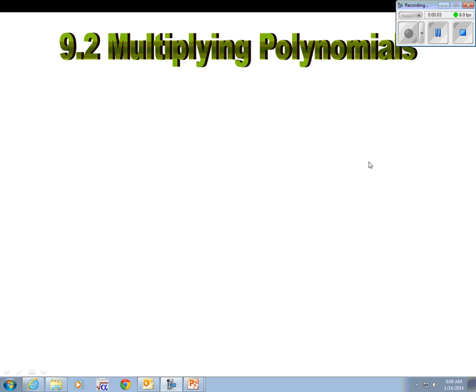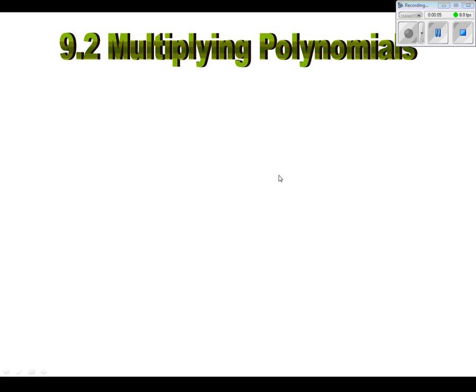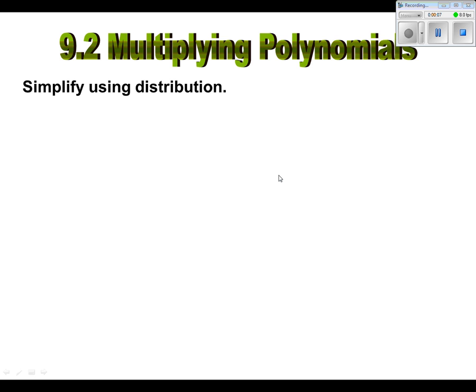Today we're doing the lesson for 9.2, multiplying polynomials. So we're going to be simplifying using distribution. If I give you an example with a monomial multiplied by, in this case, a trinomial, you have to take the 6 and distribute it to all three parts inside.